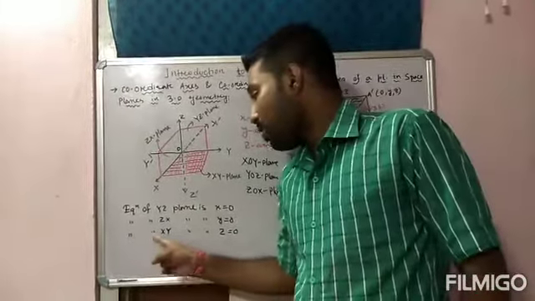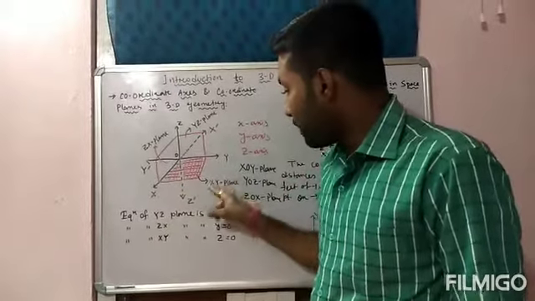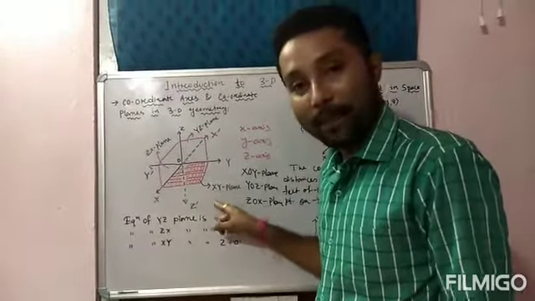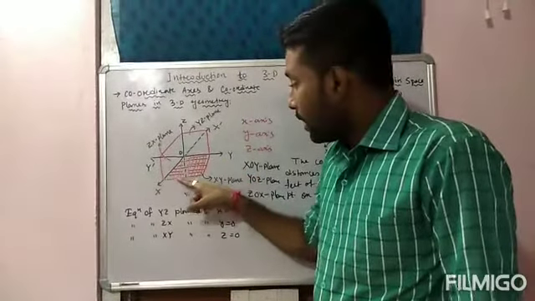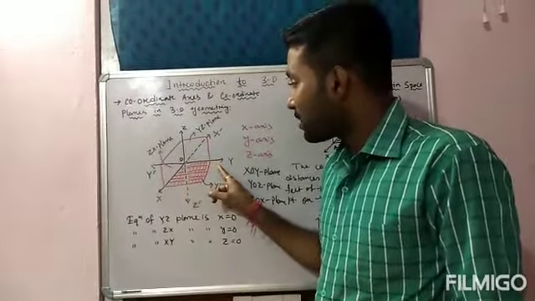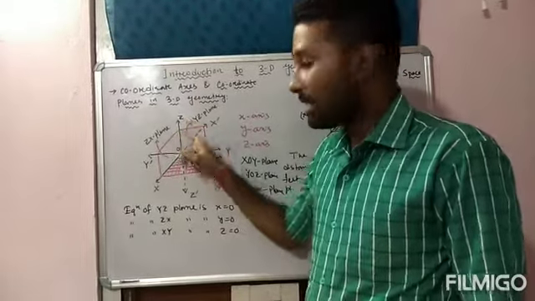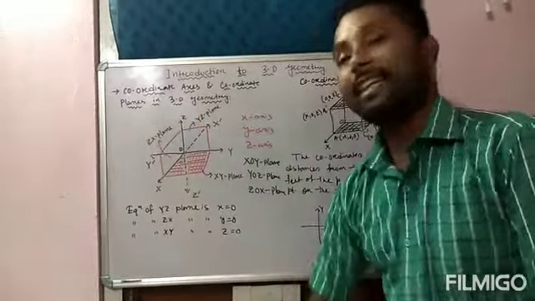Similarly, equation of xy plane. This is xy plane. Arrow mark देके मैं represent किया. This part is called xy plane. Since this part is called xy plane and there is no connection with z axis, so that means the equation of xy plane is z equal to 0.